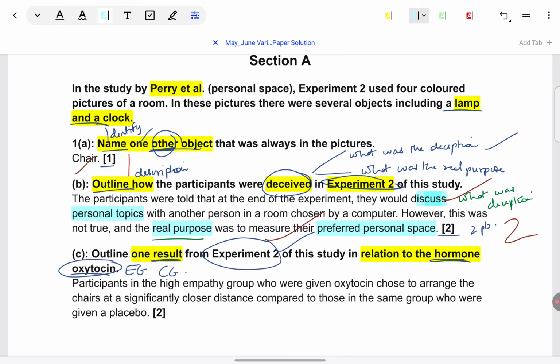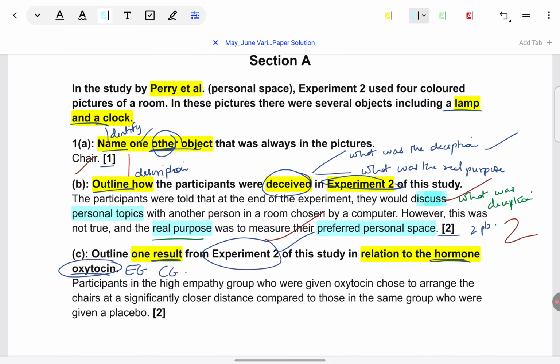You're going to get 0 if you write anything from experiment 1. There are no grace marks that will be given. Okay, so if you don't know about experiment 2, just don't waste time. Go to the next question, but don't waste time writing about experiment 1.